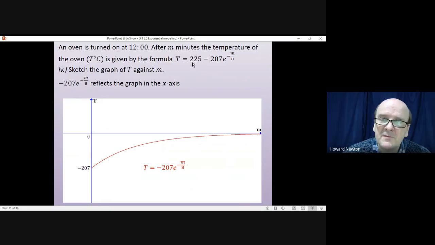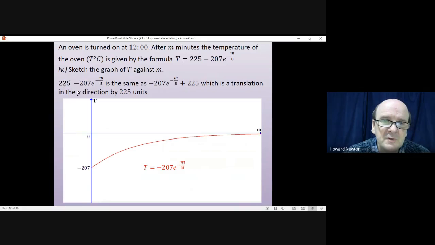Then we need to put the 225 on the front. Now, if you have 225 take away 207 e to the power of minus m over 8, it's slightly easier to see what's going on if you just swap these two terms over and write it as minus 207 e to the minus m over 8 plus 225, which is a translation vertically upwards in the y direction by 225 units. So the last thing that needs to happen is that this curve just needs to be shifted upwards, translated upwards by 225 units.